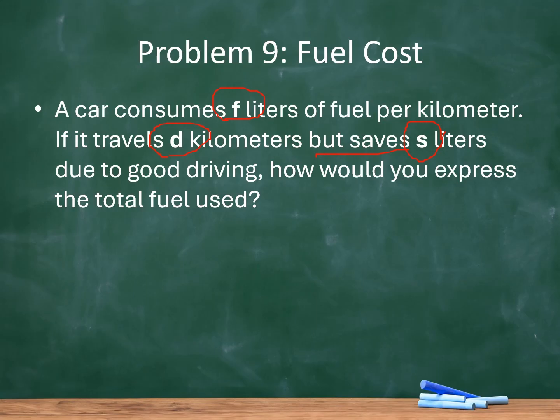So we will multiply F and D, and then the product will be subtracted by the number of liters that the driver saved because of good driving. So what will be the algebraic expression? It's going to be FD minus S.